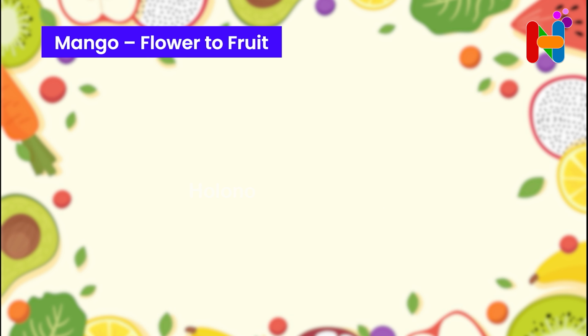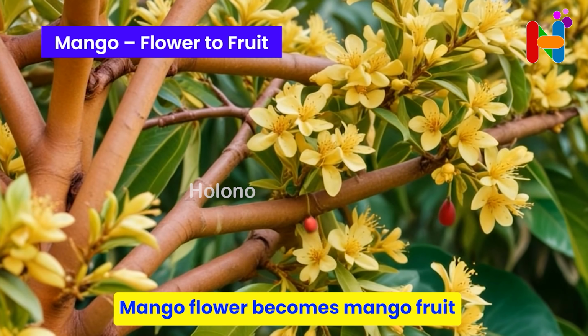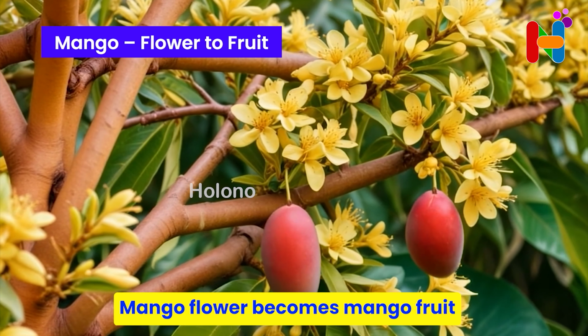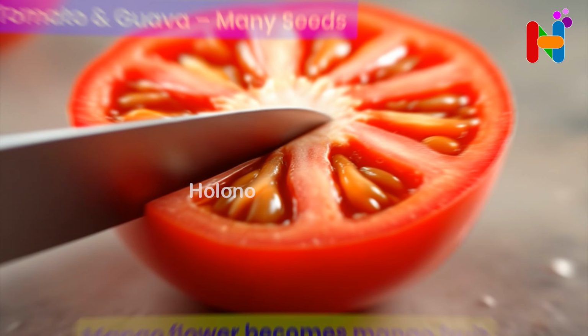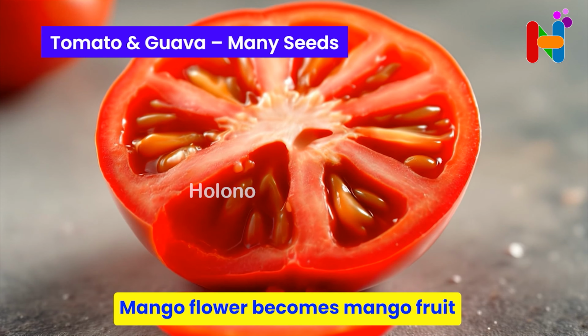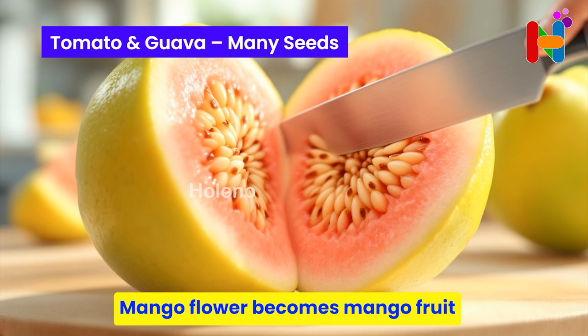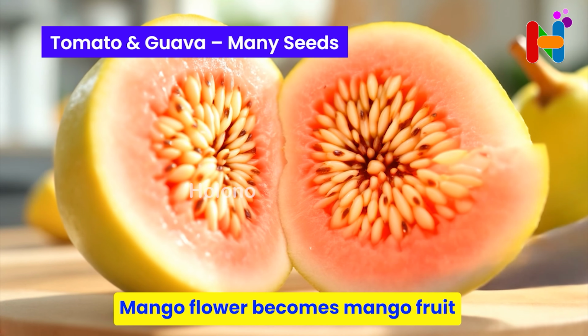Real life example, mango. Here's a real example. A mango flower turns into a mango fruit. Can you guess how many ovules it had? Just one. Real life example, tomato and guava. Fruits like tomatoes and guavas have many seeds. That means their flowers had many ovules.